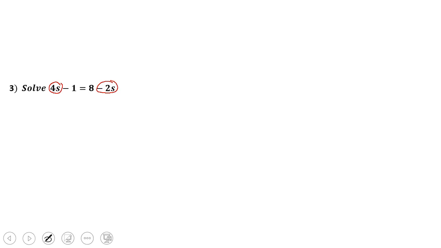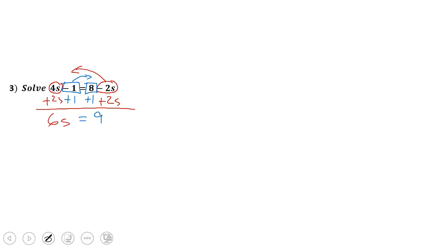All right, so we always like to move our variable to the left side. You don't have to, you can if you want. So I'm gonna add 2s to both sides and I get 6s. I also notice that I have this negative 1. Since I moved the s to this side, I'm gonna move that negative 1 to the other side and combine it with the 8. The opposite of that is to add 1. So that means 6s is equal to 9.